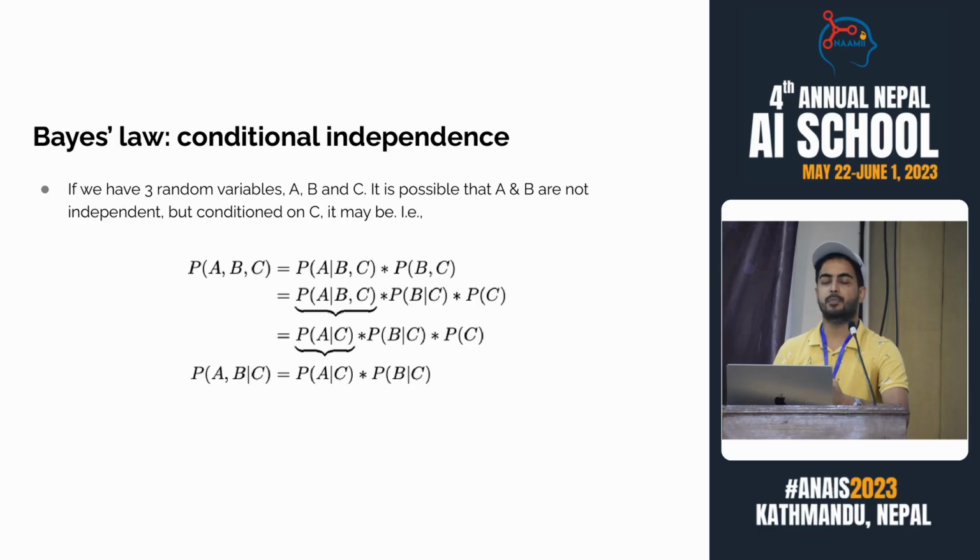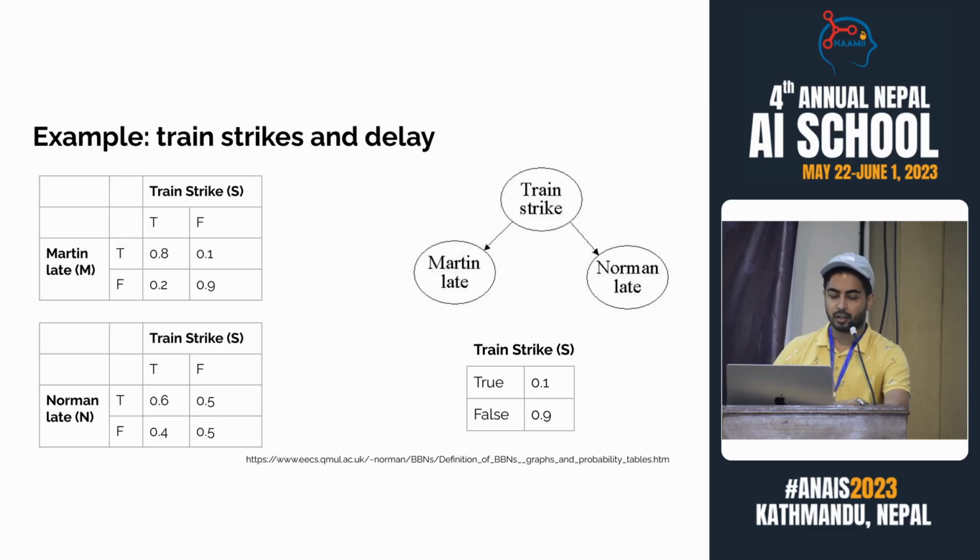So it's like, what is the probability of Martin being late, given Norman being late, and there was a train strike. Now, if you don't know anything about the train strike, probability of Martin being late, if Norman is late, and if there was a train strike, there is a correlation. It's a very small correlation, but when Martin is late, Norman is also more often late. Yes, 0.6. It's not 0.5 and 0.5, so it's a little bit high.